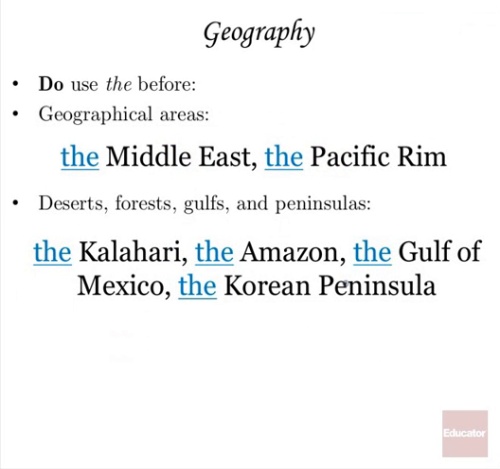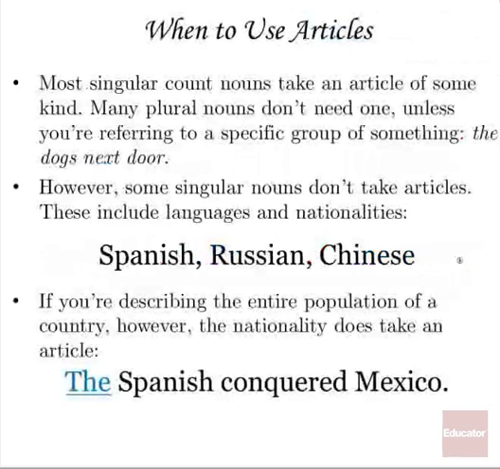All right. Do use the before geographical areas. The Middle East, the Pacific Rim. You also use the before the names of deserts, forests, gulfs, and peninsulas. So, the Kalahari, which is a desert in Africa, the Amazon rainforest, the Gulf of Mexico, the Korean Peninsula. All these features take a definite article.